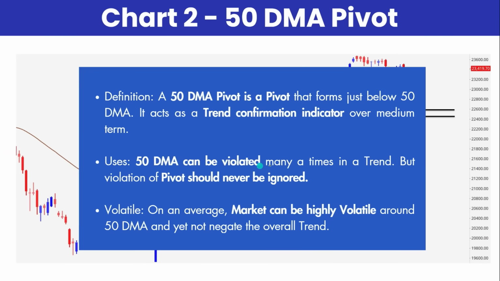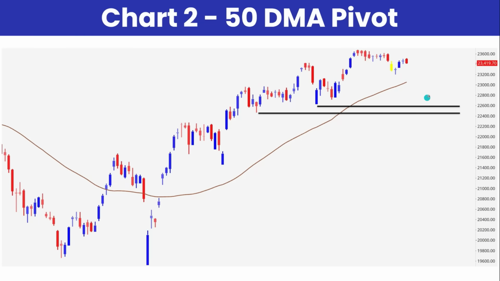50 DMA can be violated many a times in a trend, but violation of pivot should never be ignored. This means in case Nifty keeps fluctuating above these levels, the trend would still be fine. But take note when these pivots get violated, because many a times, whenever pivot violation happens, then trend actually accentuates on the downside. I'll just come to this part towards the end of the video because this is also important.